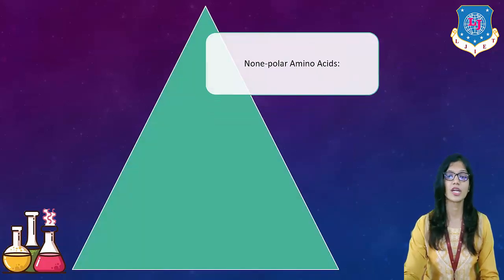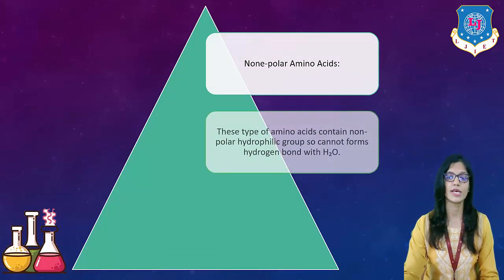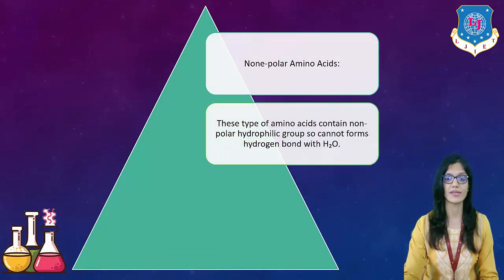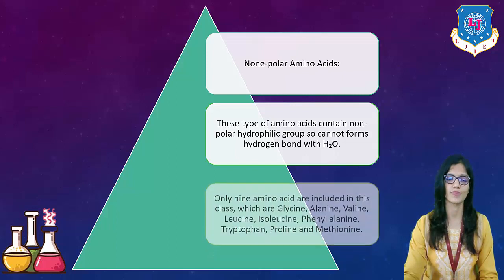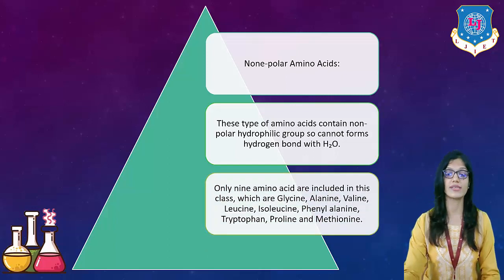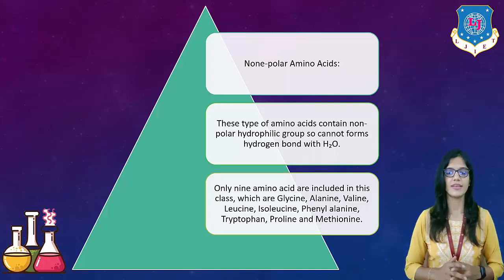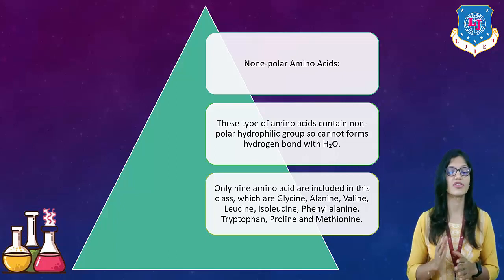Our next is non-polar amino acids. So this type of amino acids contain non-polar hydrophobic groups, so they cannot form hydrogen bonds with H2O. Only 9 amino acids are included in this class, which are glycine, alanine, valine, leucine, isoleucine, phenylalanine, tryptophan, proline and methionine. So these are known as non-polar amino acids.